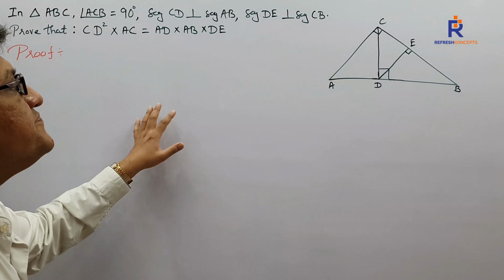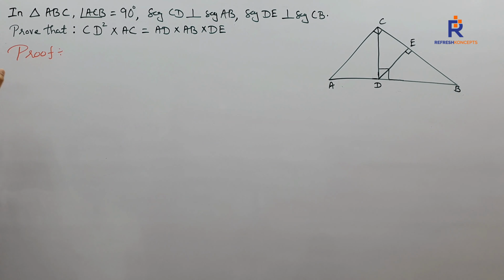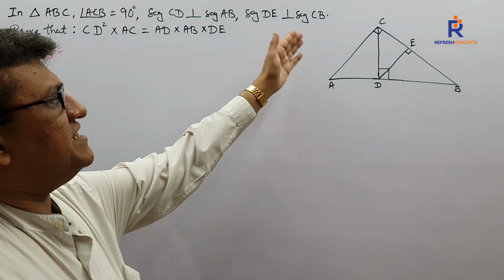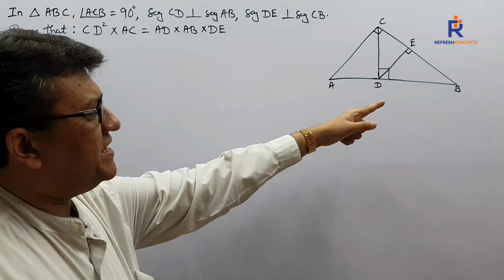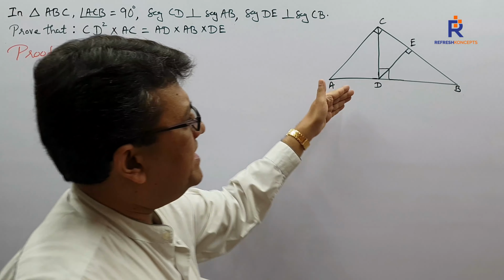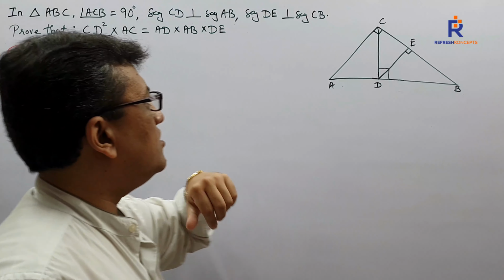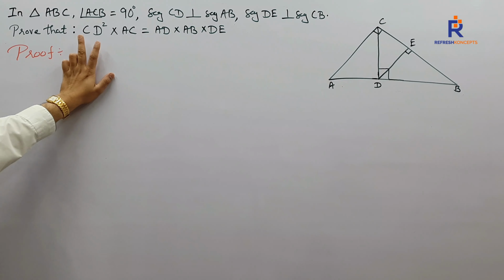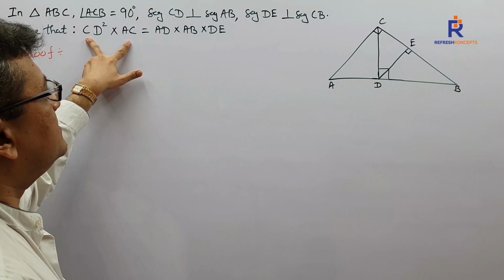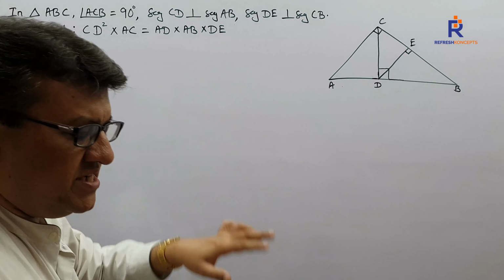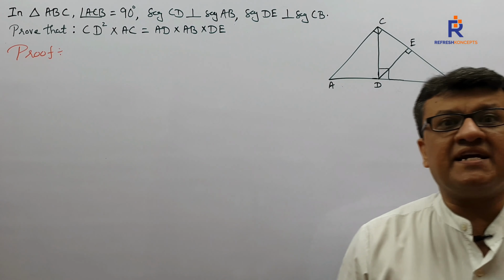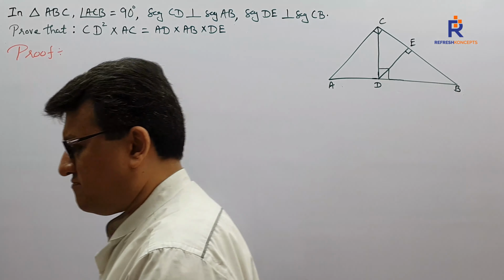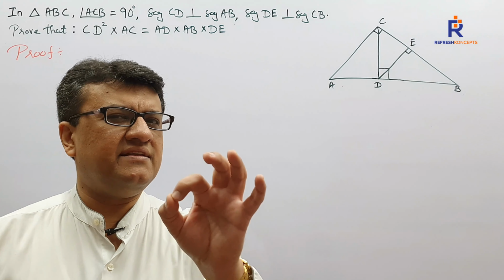Let's prove it. So what's the question trying to say? In triangle ABC, angle ACB is 90. CD is perpendicular to AB. DE is perpendicular to BC. What I intend to prove is CD square into AC is AD into AB into DE. As I stated earlier, it looks difficult when we look at the proof, but it's very, very easy. Let's start.